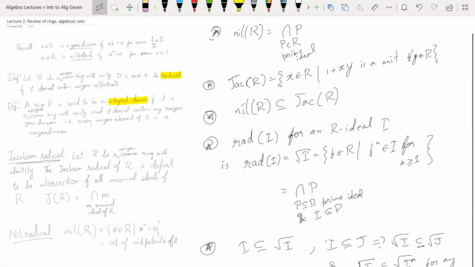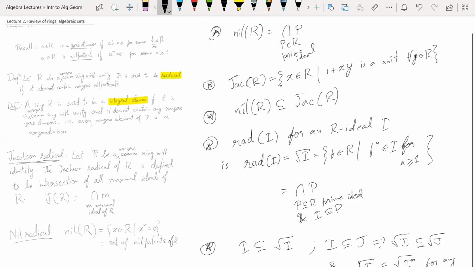So the nil radical has a description like the Jacobson radical in terms of intersection of ideals. Also the Jacobson radical has an element-wise description like the one for the nil radical: you take x in R such that 1 plus xy is a unit for all y in R. Then this set is the same as the Jacobson radical. Have you seen this? I hope these things were covered. These are not difficult statements, just a 1 or 2 line proof.